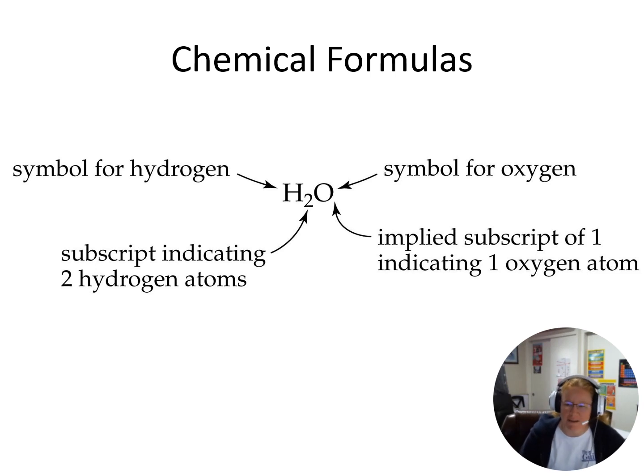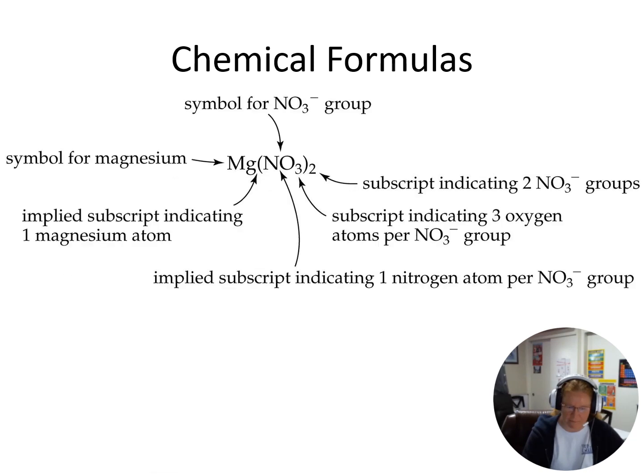Okay, so when we look at these, we have the symbol for the element, we have the number of that element with the subscript, and if there's no subscript, it's implied that there's just one of them. As we'll see too, there are things that we call polyatomic ions. So this NO3, okay, this is a polyatomic ion, and that polyatomic ion, everything stays together.